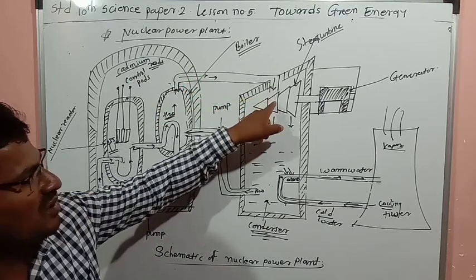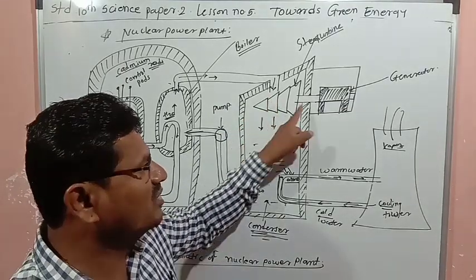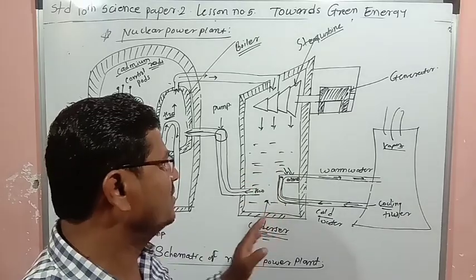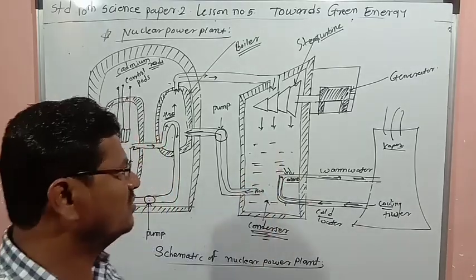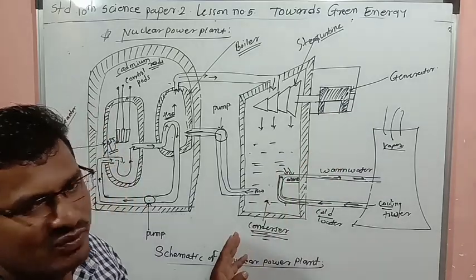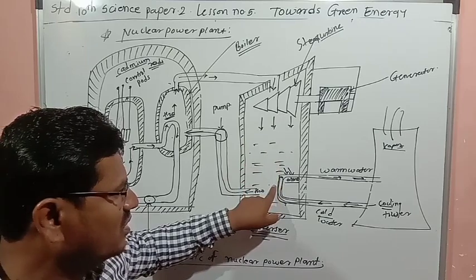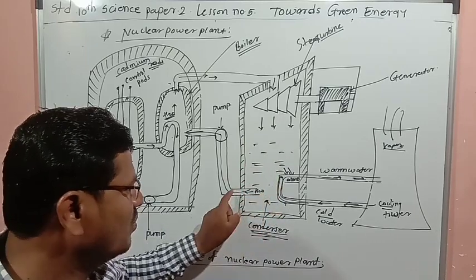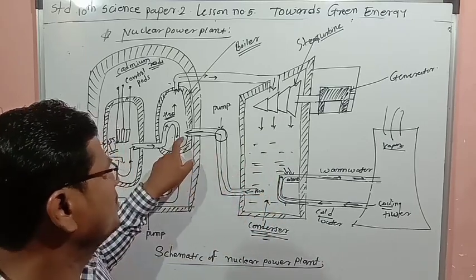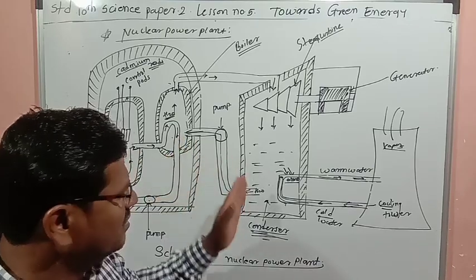Then steam is utilized to rotate the turbine. The turbine is connected to the generator, and then the generator will produce electricity. Whatever steam is there, it is again cooled in the condenser, and again it is converted to water, and that water enters the boiler again. So like this way it is working.